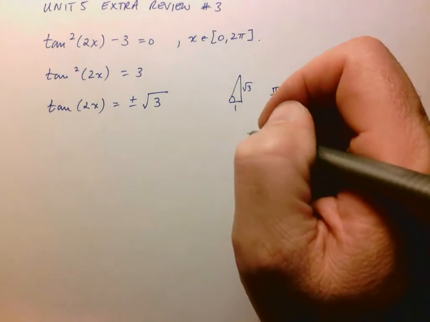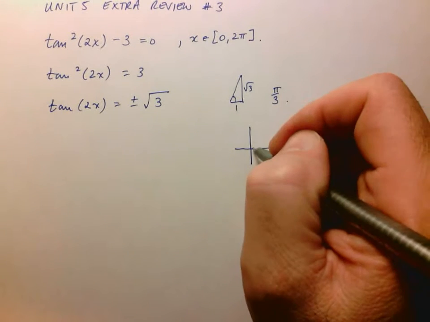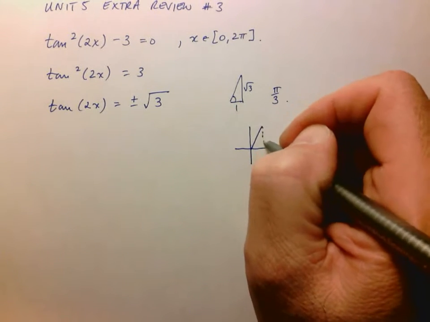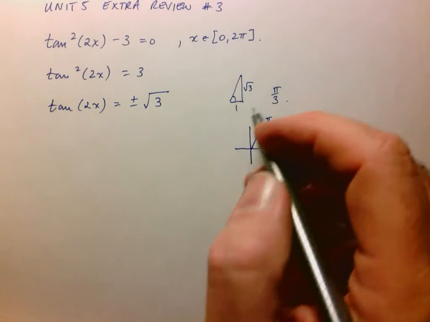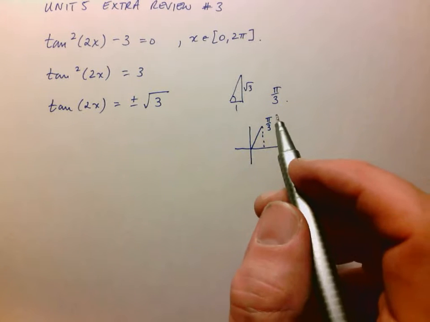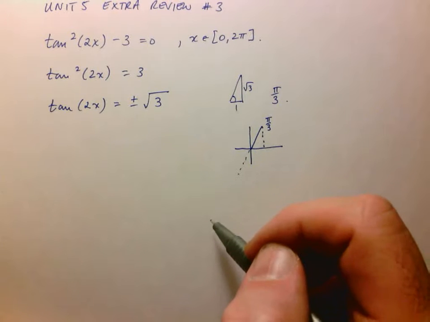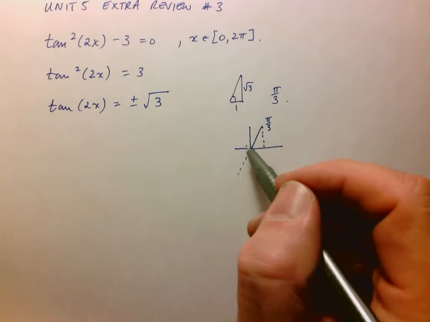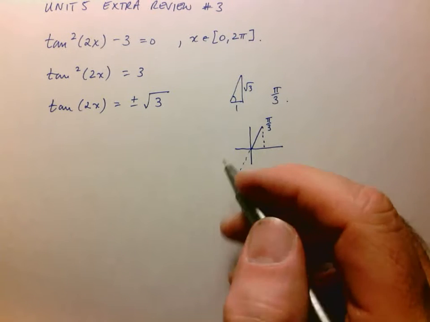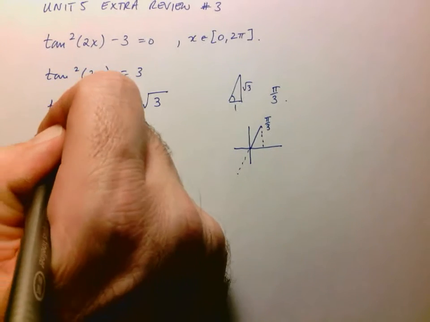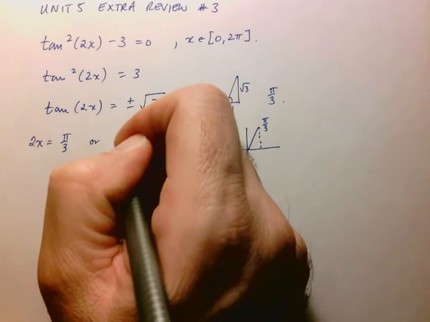Okay, so I know that for positive root 3, well, I can take my angle in the first quadrant, pi over 3, and I know that because tangent has that property that it repeats every pi, also in the third quadrant, I don't have to split it up into two sets of answers. So here I've got that 2x can be equal to pi over 3, or 2x.